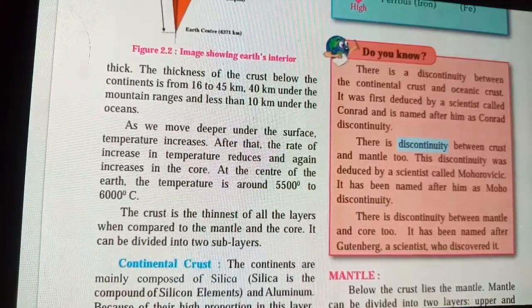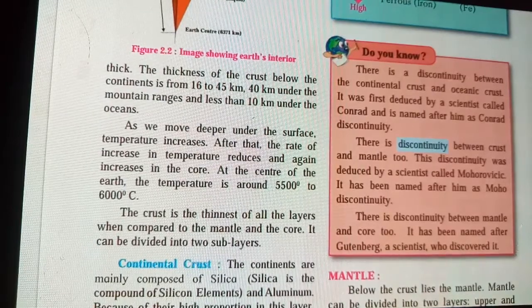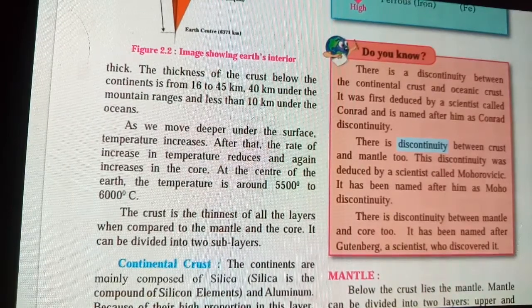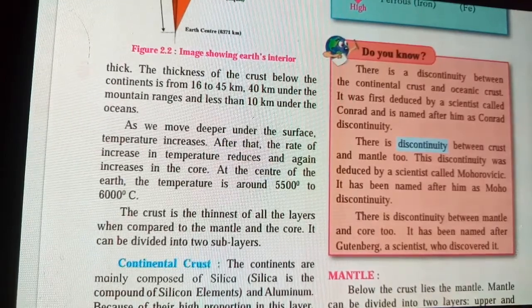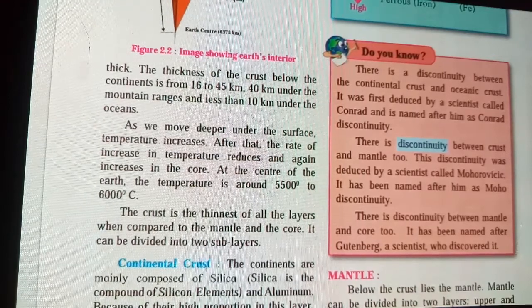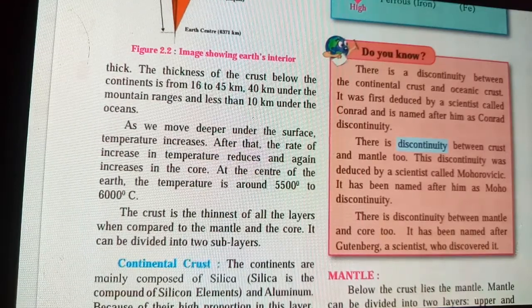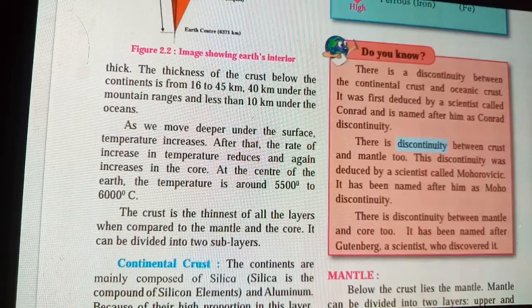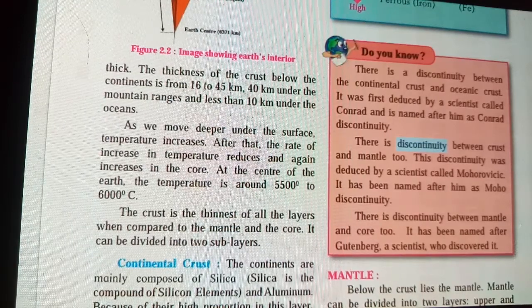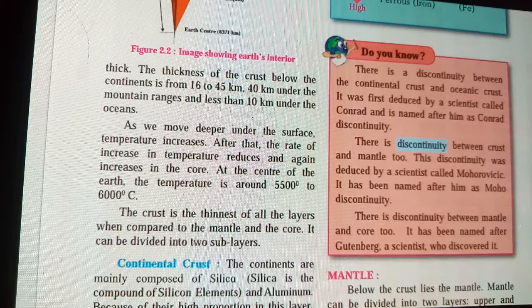As we move deeper under the surface, temperature increases. So when we go deeper into the Earth's surface, temperature increases. After that, the rate of increase in temperature reduces, because it is at the cooling point, and again increases in the core. At the center of the Earth, the temperatures are around 5,500 to 6,000 degrees Celsius. So remember this.